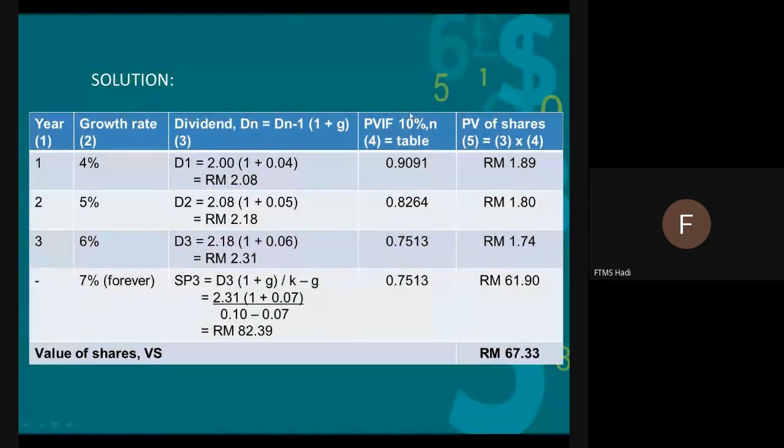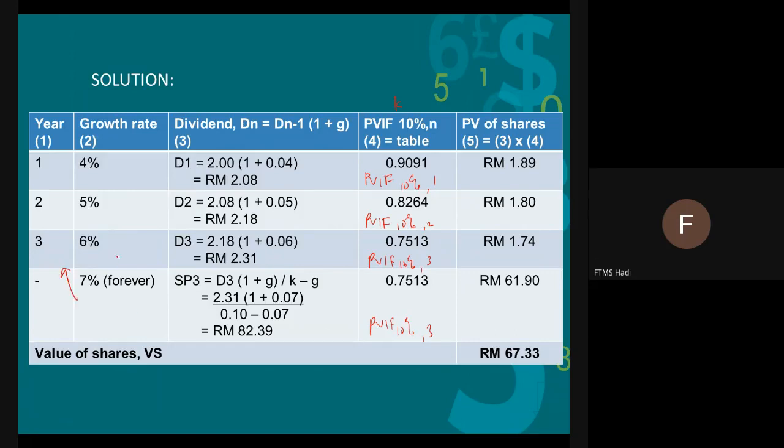Okay, let's have a look at this one. PVIF 10%. Okay, why 10%? Because it is derived from your K. Yeah, K 10% and N means number of years. So for the first year, this is PVIF 10%, 1. That means 10% pada tahun pertama. This one PVIF K 10% for the second year because rujuk kat sini second year. This one PVIF 10%, 3, and then this one PVIF 10%, 3 as well. Sama merujuk dekat yang atas.